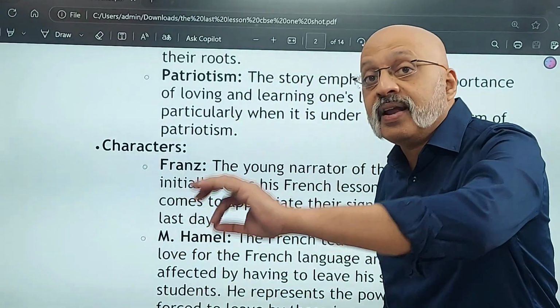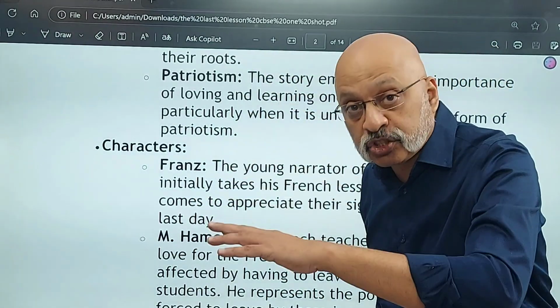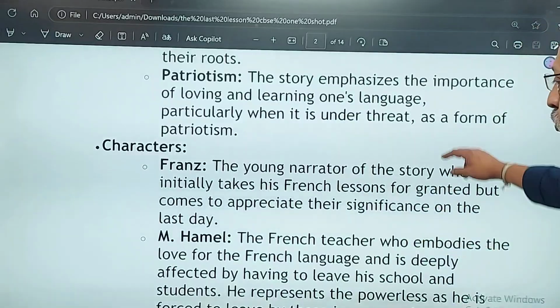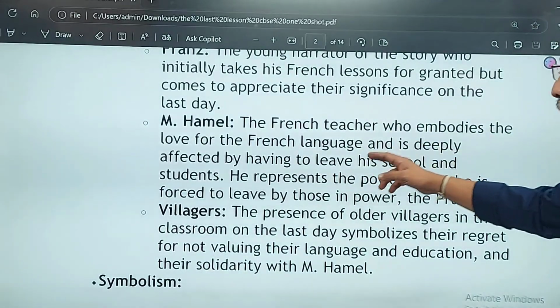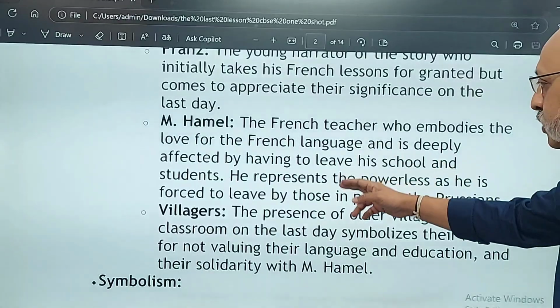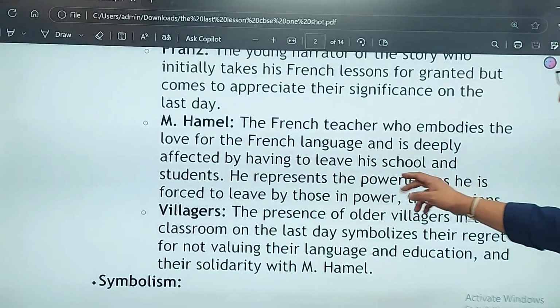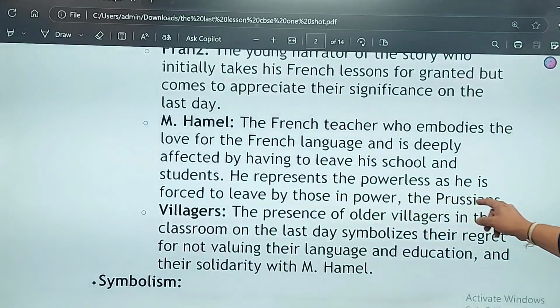On the last day, he realizes that, oh, I wish I had done that. Then, of course, Hamel, the French teacher who embodies the love for the French language, is deeply affected by having to leave his school and his students. He represents the powerless as he is forced to leave by those in power, the Prussians.